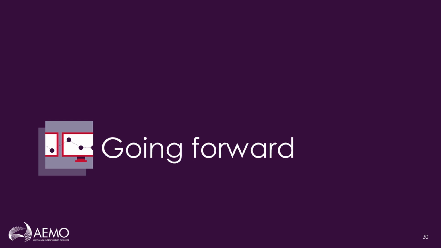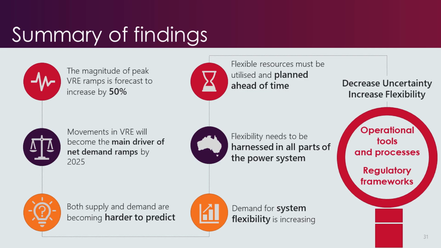Thanks, Quinn. So, what have we learnt from this analysis and where is it taking us? Well, we've learnt that the size of VRE ramps is increasing at a serious rate. The magnitude of peak VRE ramps is forecast to increase by 50% out to 2025. We've learnt that the movements in VRE will become the main driver of net demand ramps, which define the requirements on the scheduled fleet. We know that both supply and demand are becoming harder to predict. There is more uncertainty out to 2025.